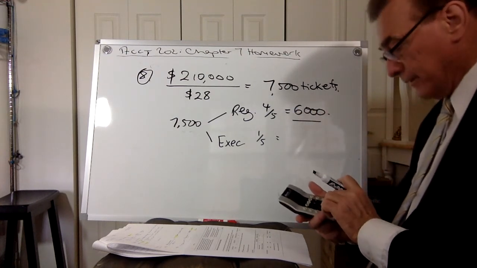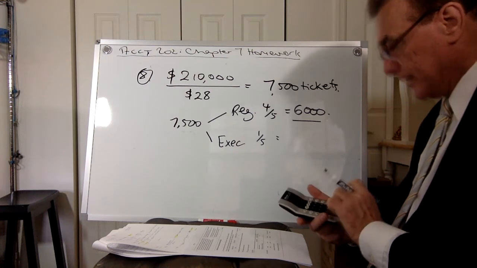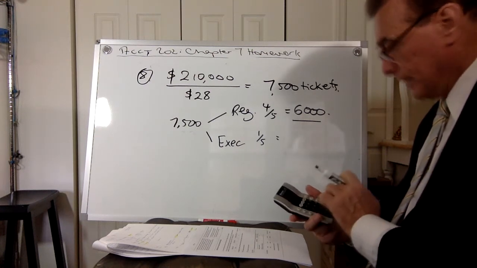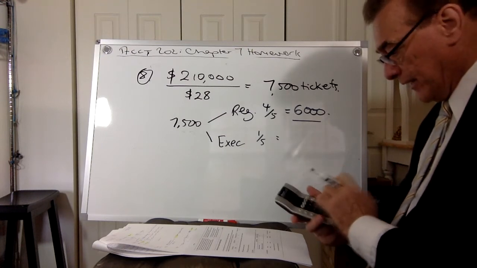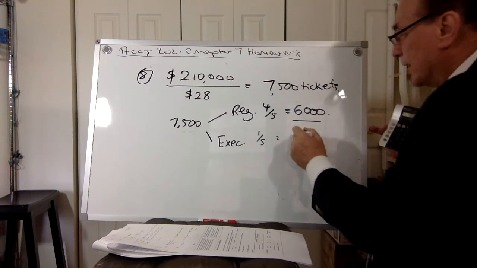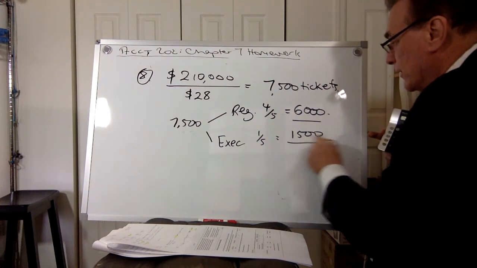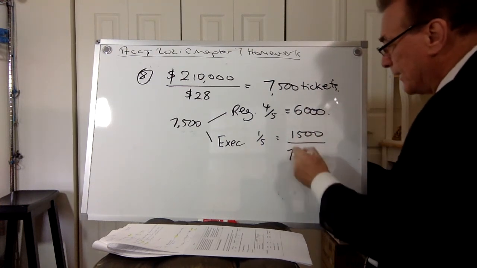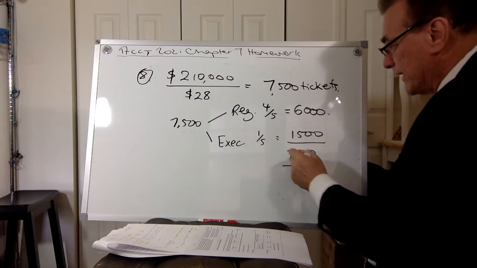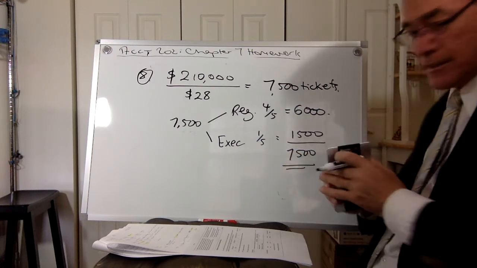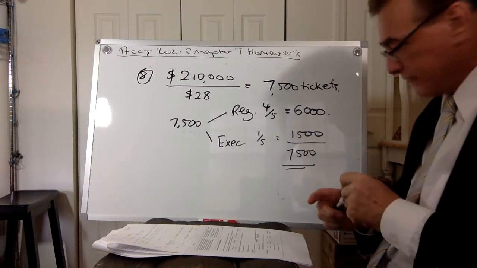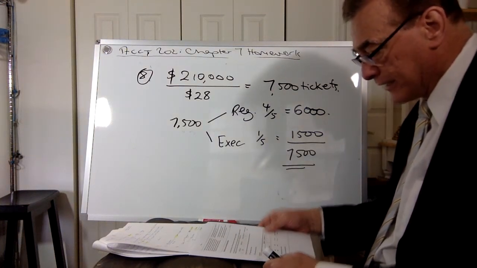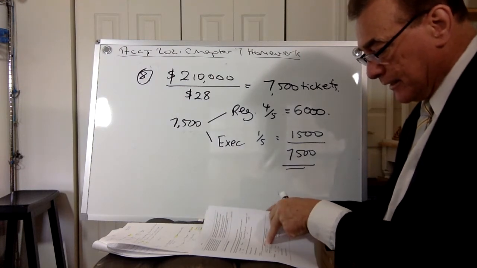And then you've got 7,500 total multiplied by 1 for the executive, divided by 5 altogether, and that's 1,500. When you do that, make sure the 6,000 and the 1,500 add back up to your 7,500 overall tickets. So you need 7,500 tickets overall, of which 6,000 are regular and 1,500 are executive.